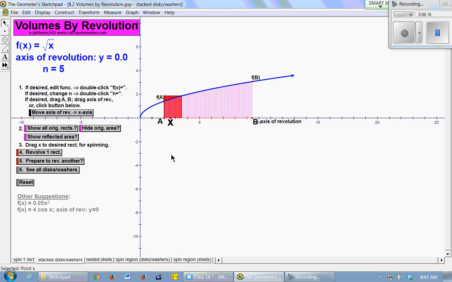All right, and then we'll take a little look at this. So here's the graph y equals x. If my axis of revolution is the x-axis, I could pick any representative rectangle. So here's a little rectangle under the curve. Revolve just that one rectangle around the axis.